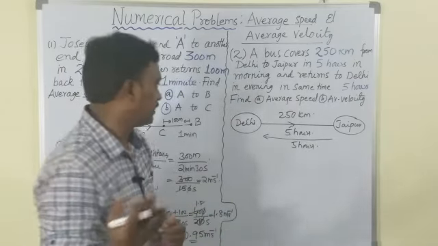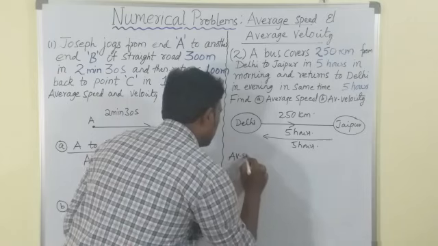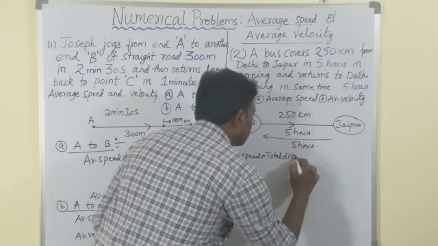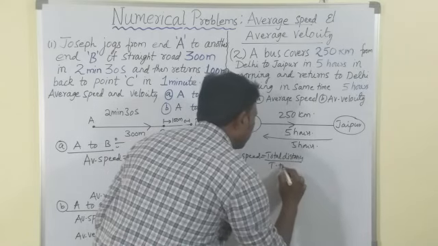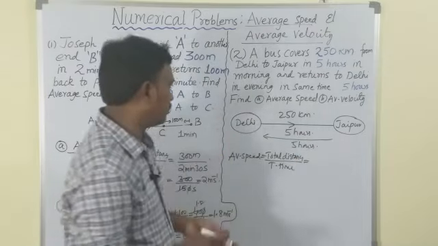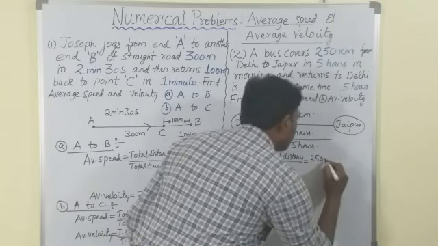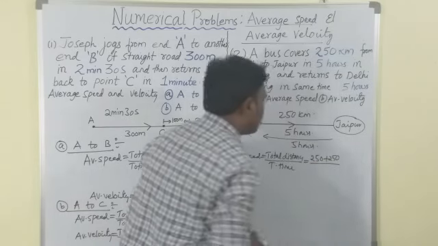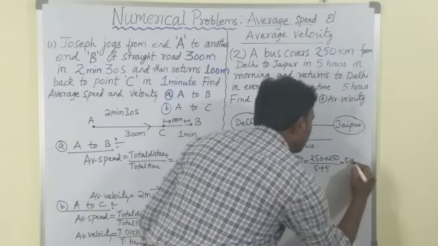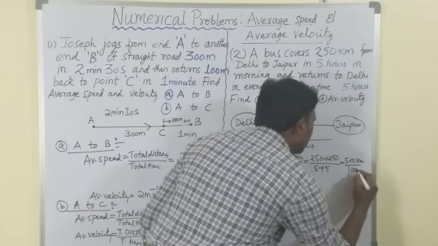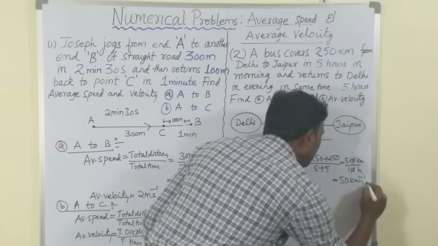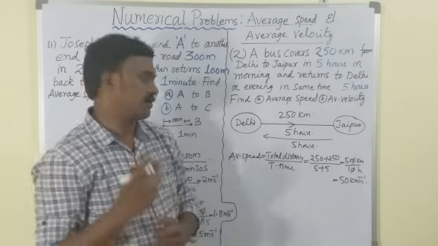So let us calculate average speed. What is the formula for average speed? Total distance by total time. So what is the total distance? 250 plus 250 kilometers, 500 kilometers. Time is 5 plus 5, so it is 500 kilometers by 10 hours. Okay, so it's 50 kilometer per hour.